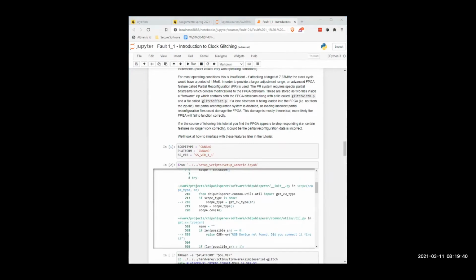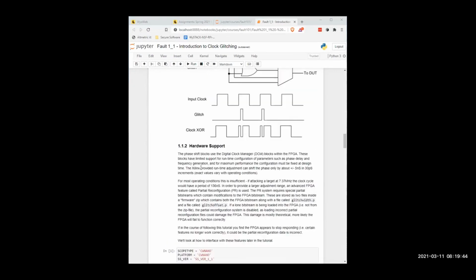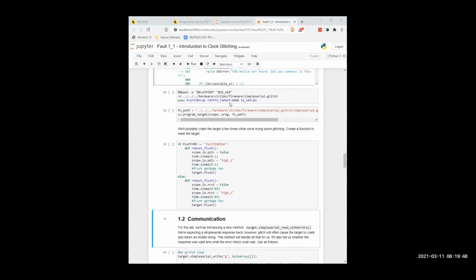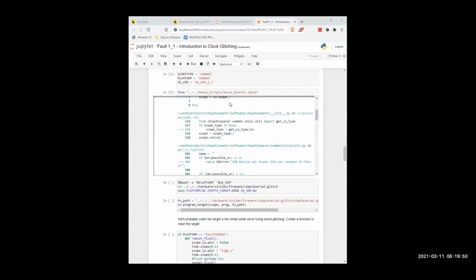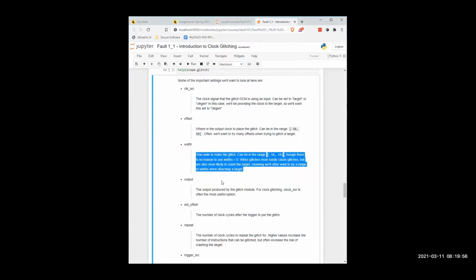Yeah, that's a really good question. Where are you, is this in the clock glitching one? Yeah, like 1.4, the last segment there. Yeah, so under width here.